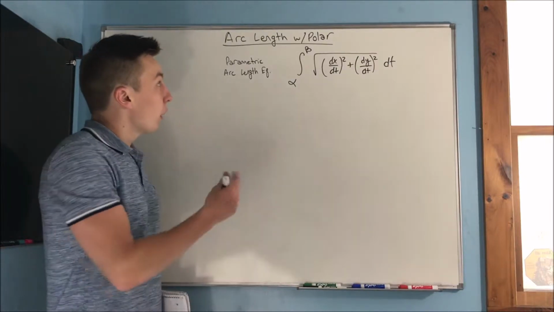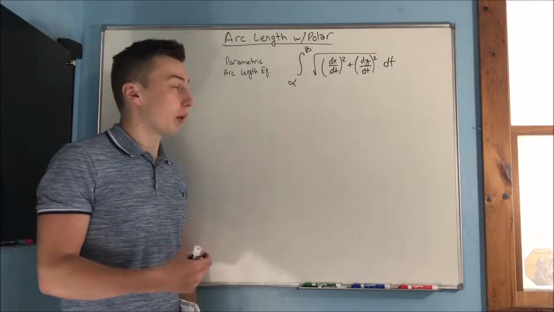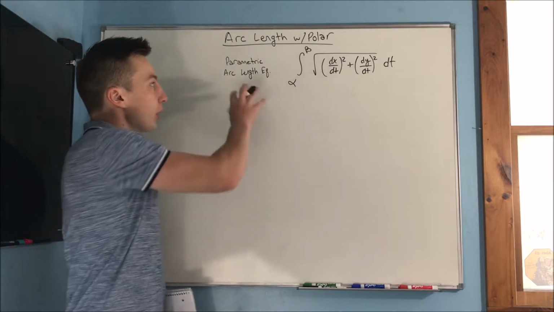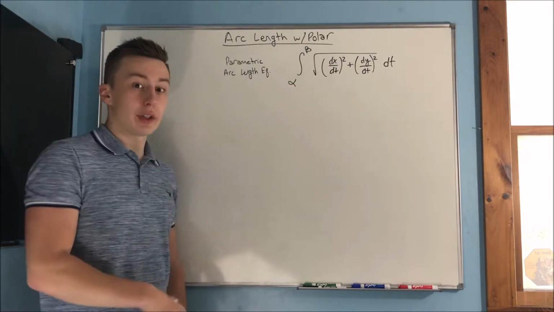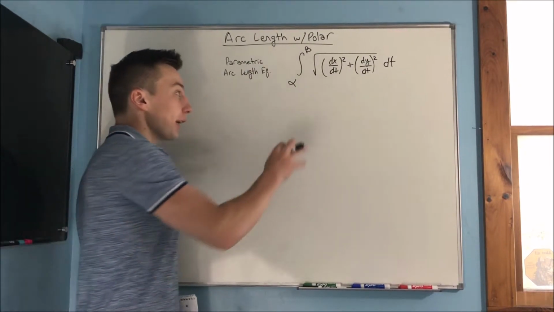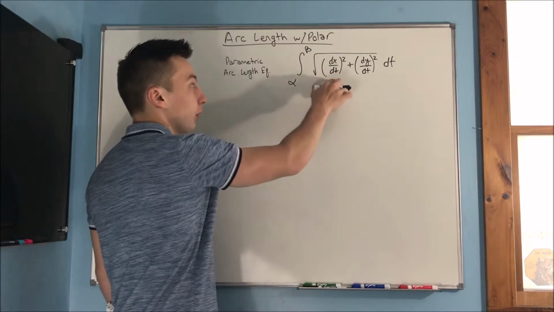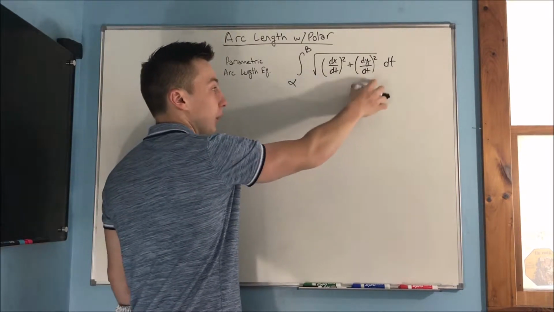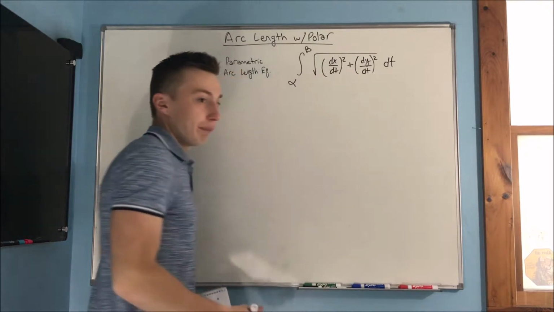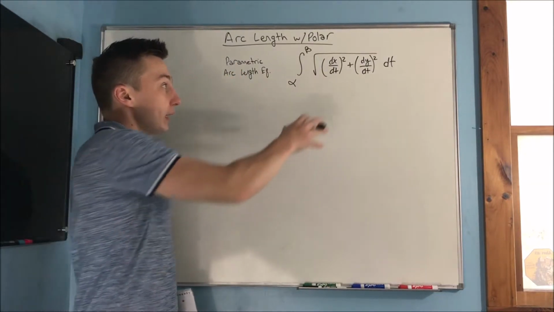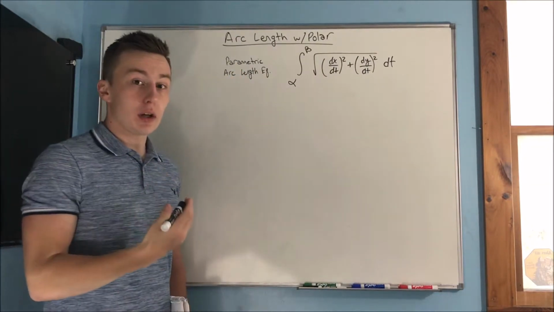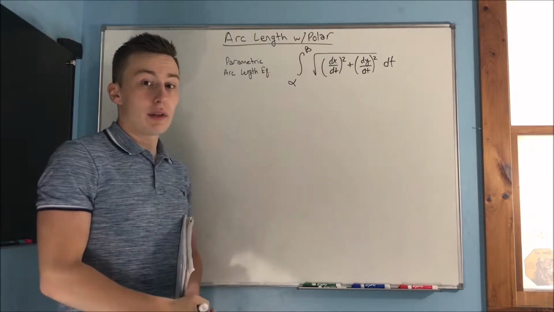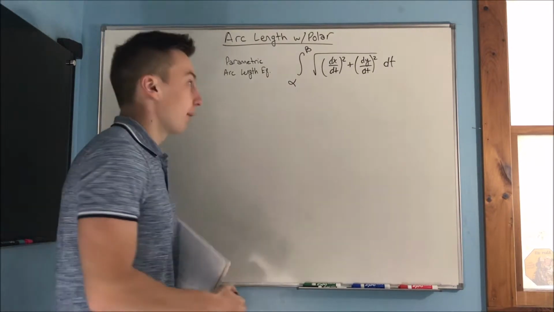Alright, so in this video, we're going to be talking about arc length with polar. So first off, we know our parametric arc length equation, right? We've gone over that before. That is the integral from alpha to beta of the square root of (dx/dt) squared plus (dy/dt) squared dt. Now, using what we know about the parametric arc length, we can find the polar arc length, alright? We just do some substituting.